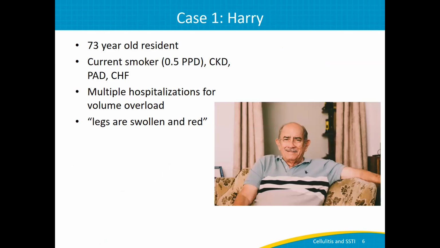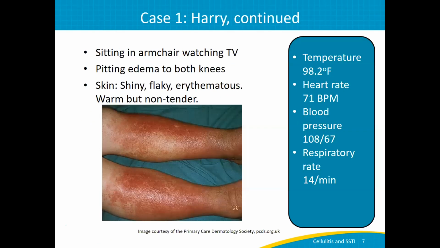Over the past couple of years, he's been hospitalized multiple times for volume overload, although he's doing fairly well right now. And when you come into work in the morning, you hear a report from the overnight team that Harry's legs are looking swollen and red today. So when you go to see Harry, you check his vital signs, which are at the right. His temperature is 98.2, heart rate of 71, blood pressure of 108/67 with a respiratory rate of 14.